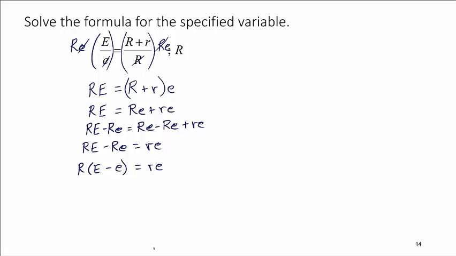Okay, and now I have R times that quantity of big E minus little e. So I'm going to divide both sides by that. So big R equals little r little e over big E minus little e. Okay, so again, same concept here. We multiplied both sides by the LCD, and then from there we're doing all the algebra that we need to do to get the variable that we're wanting by itself.